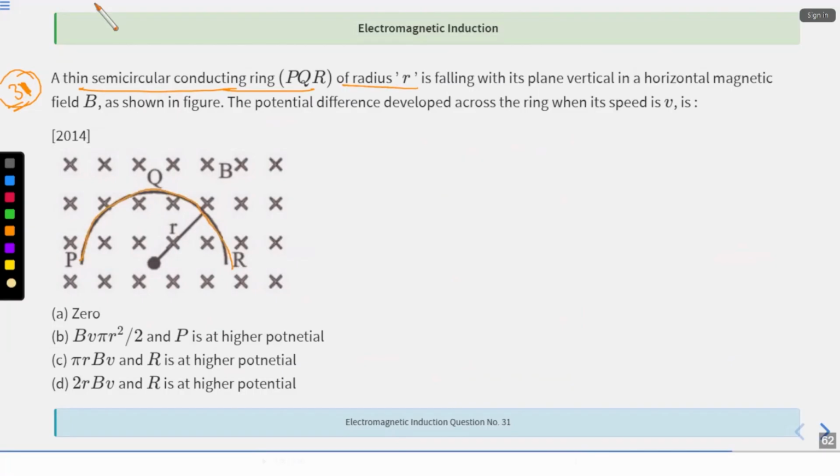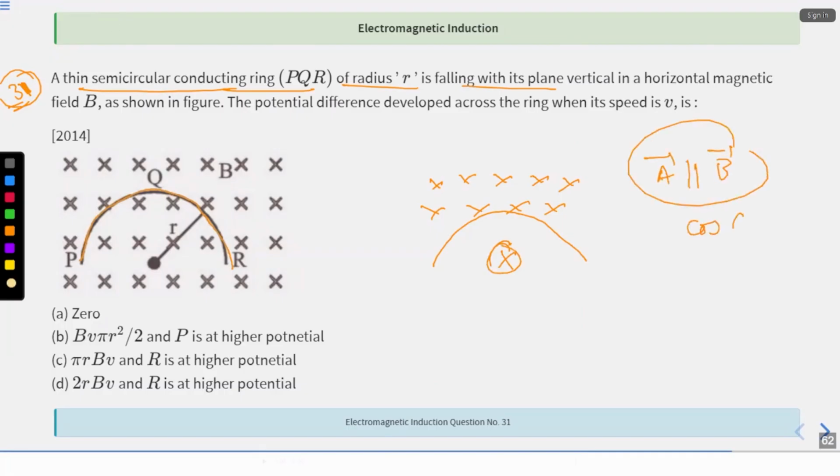A ring of radius R is falling with a spin vertical in a horizontal magnetic field B as shown. See, the ring is like this and the magnetic field is going inside. Since the ring is like this, when you use your right hand thumb rule, you will get the area vector inside only. So basically the area vector is parallel to the magnetic field. So when we calculate flux, cos theta would be cos 0, that would be 1. I hope you got it, that the area vector is parallel to this magnetic field.